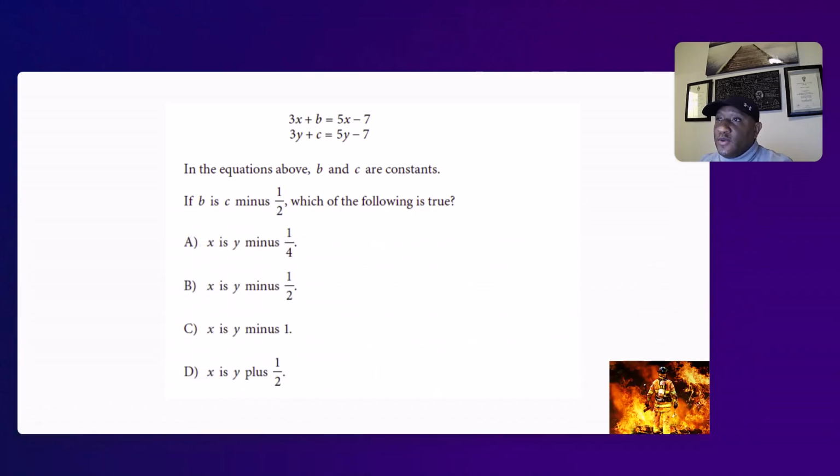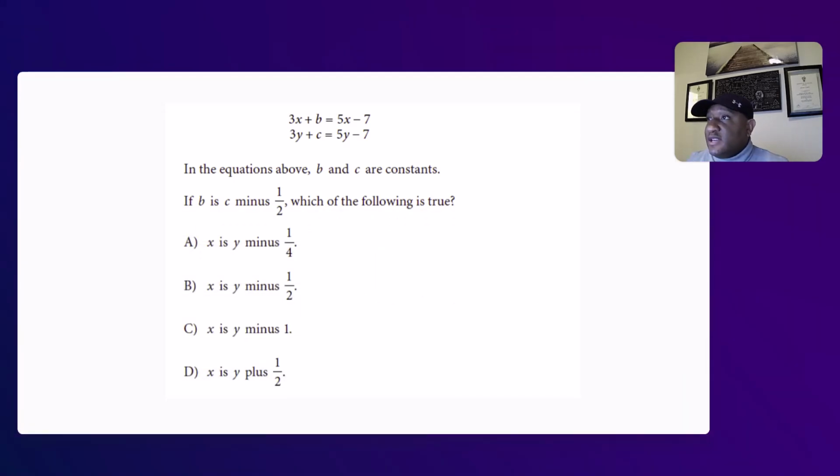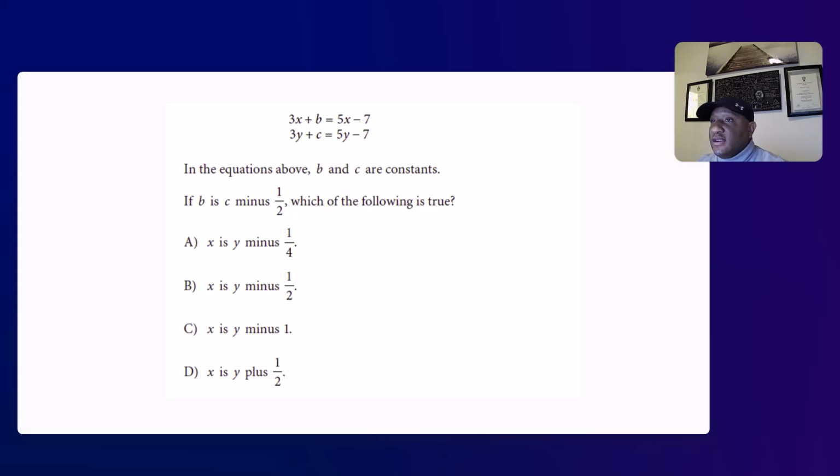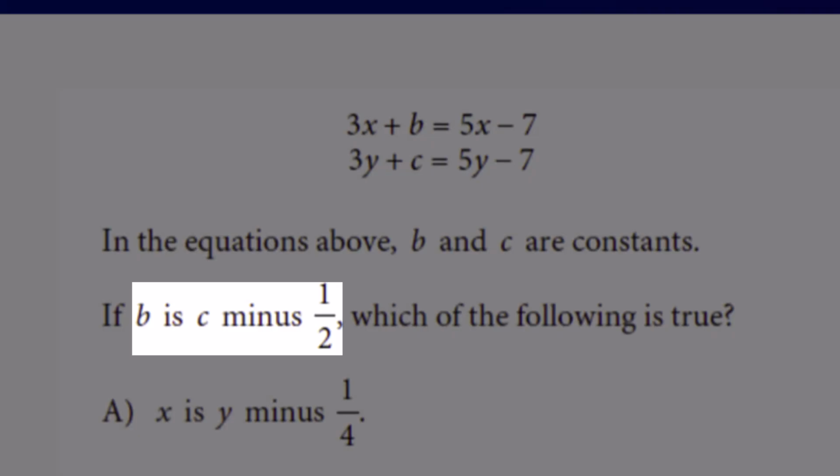All right, let's jump into this question. We got 3x plus b equal to 5x minus 7. We got 3y plus c is equal to 5y minus 7. In the equations above, b and c are constants. If b is c minus 1/2, which of the following is true?